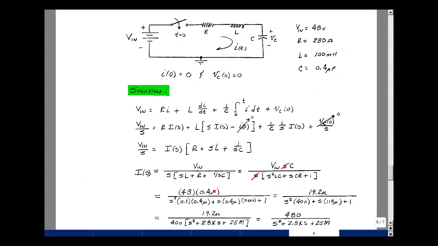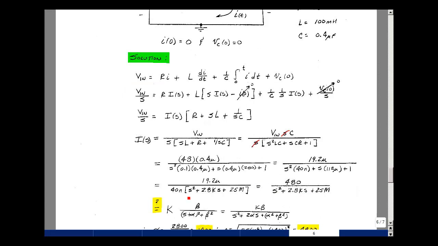V in was 48 volts, the inductor was 100 millihenries, which is 0.1 henries, the value of C is 0.4 micro, the resistor 280, and then the value of 1. So multiplying this out, I get 40 nano. This term becomes 112 micro, and then plus 1. Make the leading coefficient of the highest power of S 1, so let's pull out the 40 nano, and I'm left with an S squared. This quantity divided by 40 nano is 2.8K, and then 1 divided by 40 nano is 25 million. Take the numerator divided by 40 nano, I get 480.